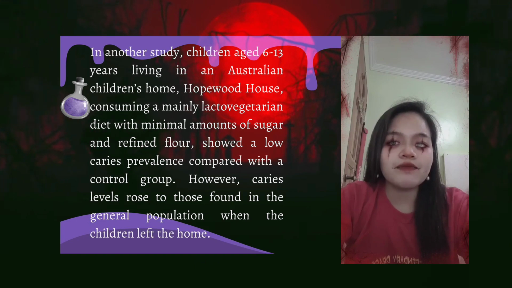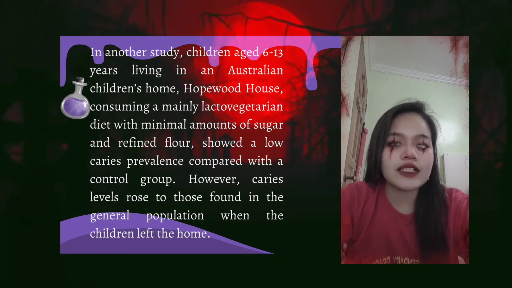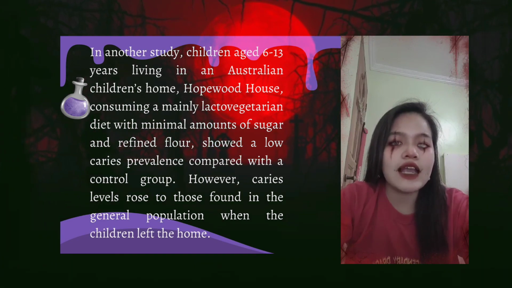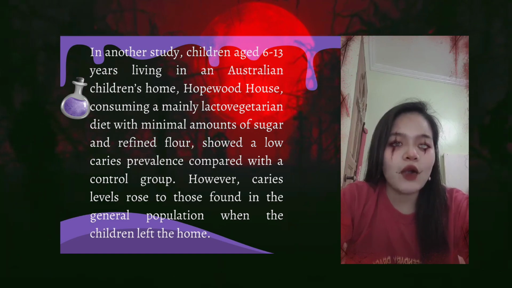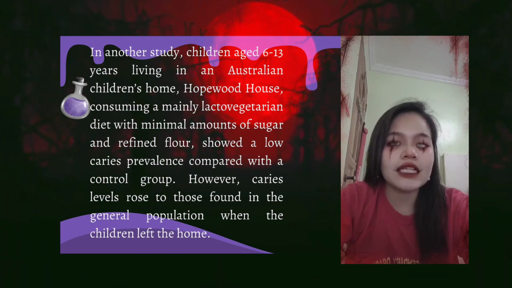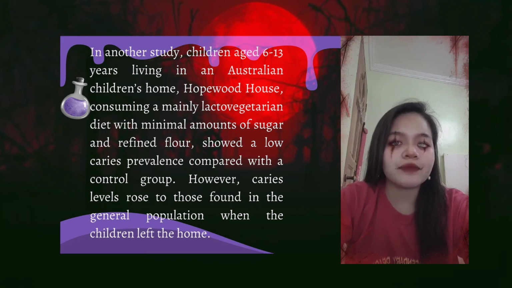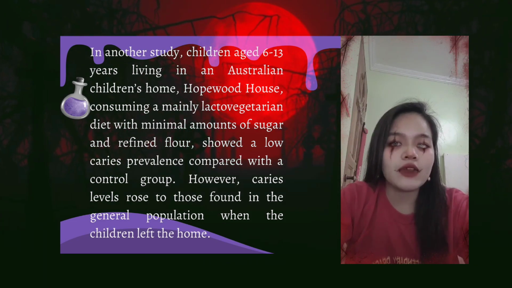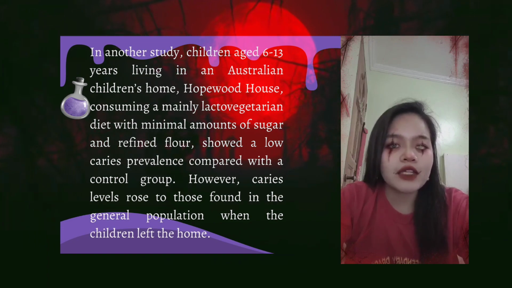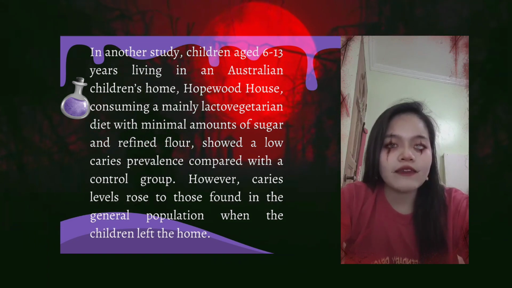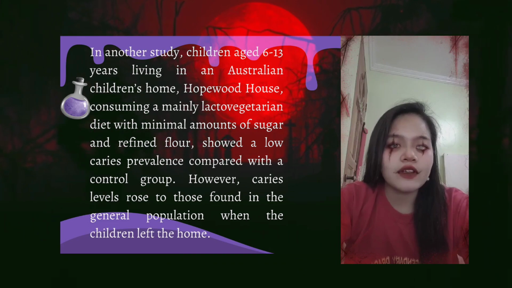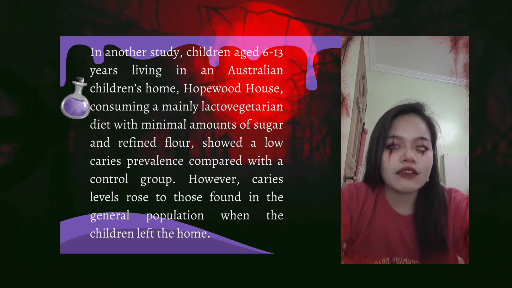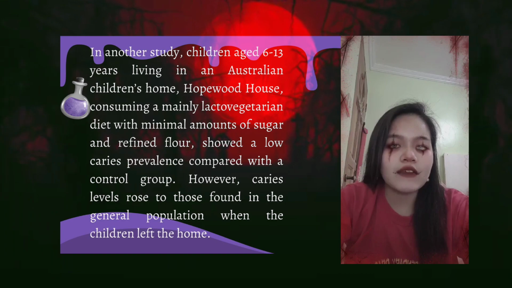In another study, children aged 6 to 13 years living in an Australian children's home, Hopewood House, consuming a mainly lacto-vegetarian diet with minimal amounts of sugar and refined flour, showed a low caries prevalence compared with a control group. However, caries levels rose to those found in the general population when the children left the home.